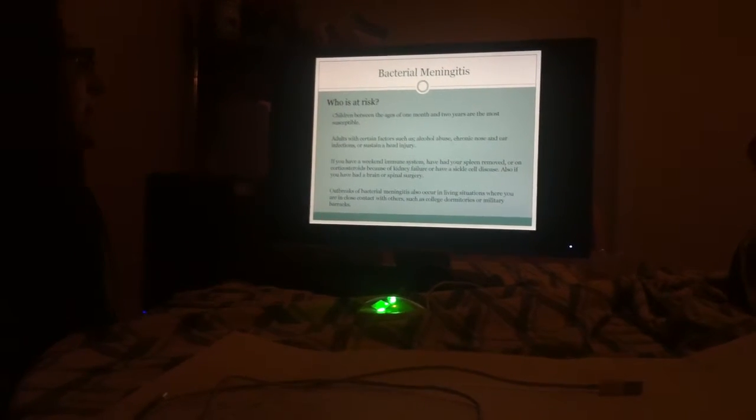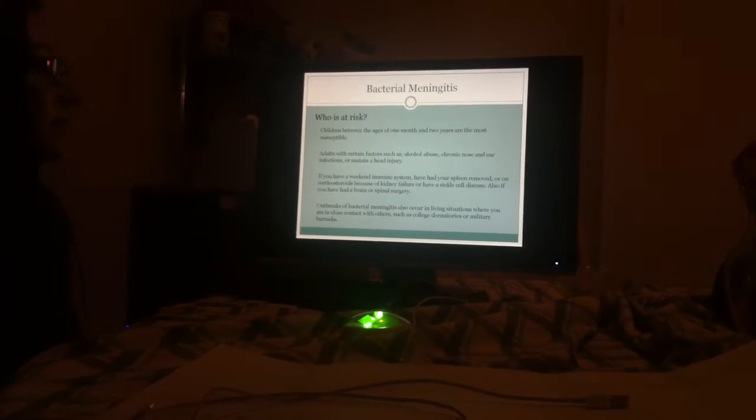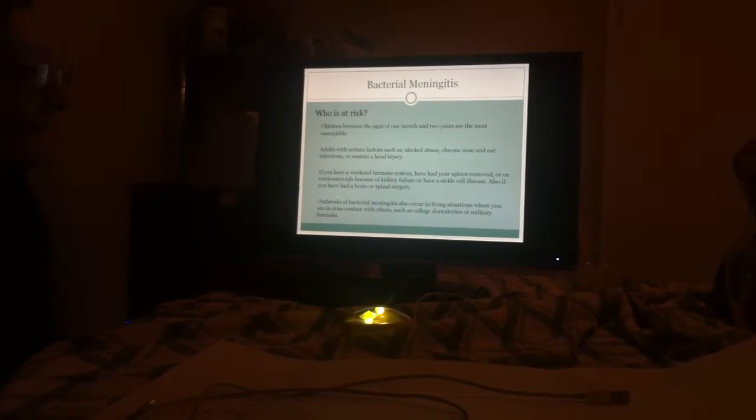Anyone is usually at risk. Children between the ages of 1 month to 2 years are usually the most susceptible, but adults and even young children can get this disease.